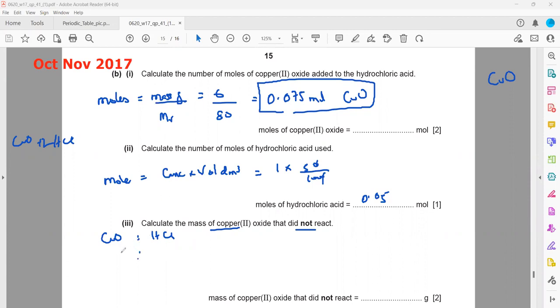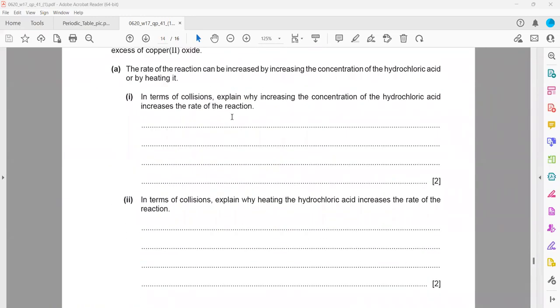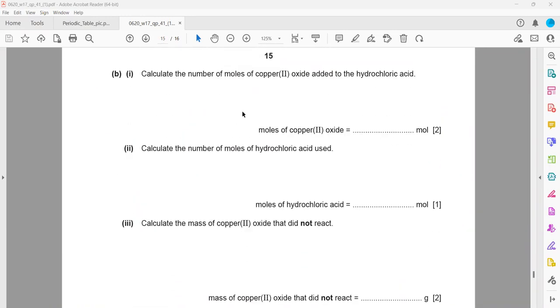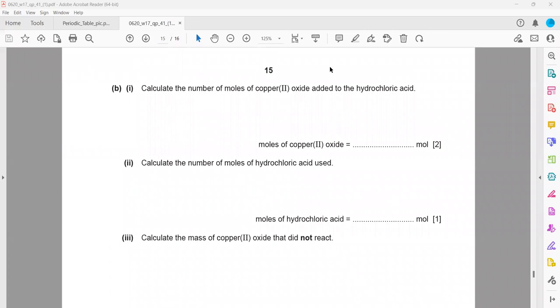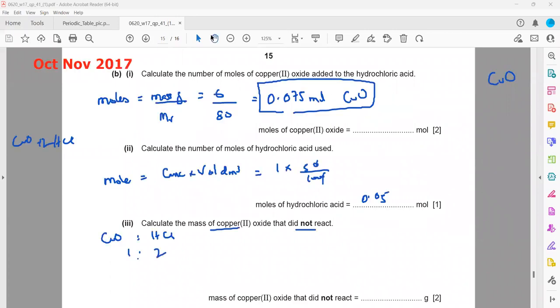So what is the ratio between them according to the equation? 1:2 is the ratio that is given in the equation at the beginning of the question. So using the ratio 1:2, we have 0.05 moles of hydrochloric acid. We are finding how many moles of copper oxide there are. We cross multiply, and we find 0.025 moles of copper oxide which will react.